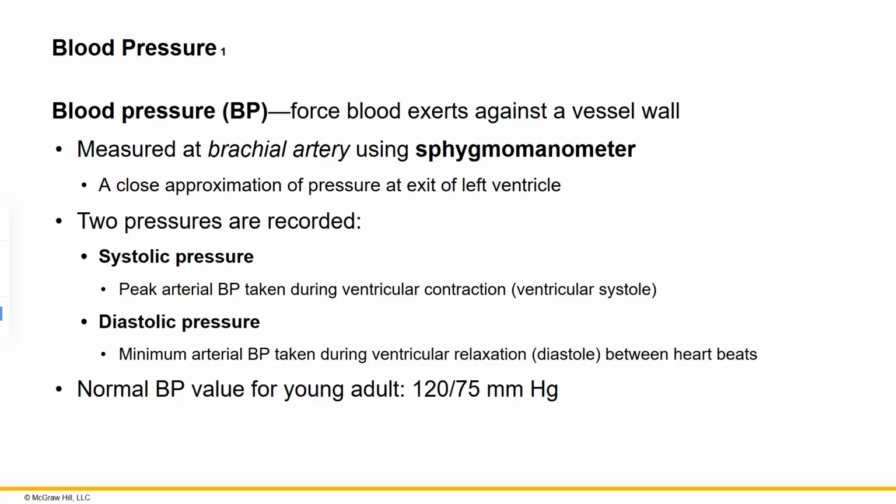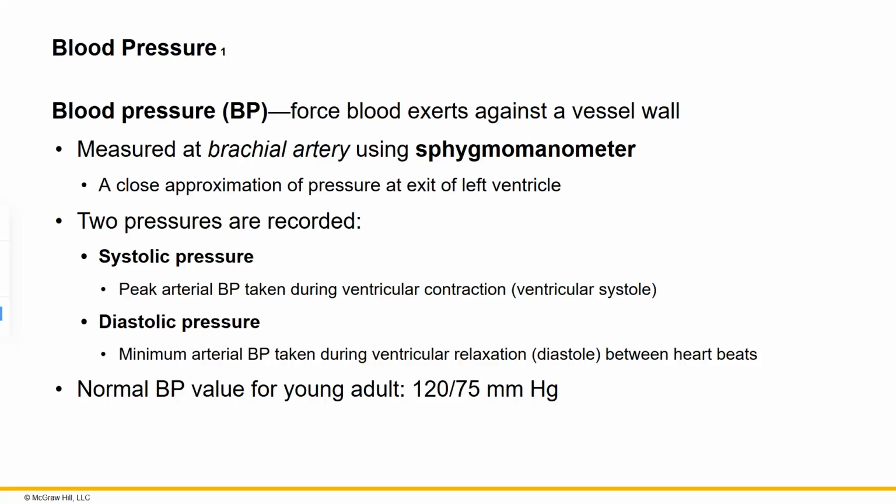So there are 2 pressures that are recorded. Systolic pressure, it's the peak arterial blood pressure taken during ventricular contraction, or ventricular systole. So when the ventricles contract and pump blood out of the heart, that highest pressure that it's going to be able to pump the blood out initially, that's systolic pressure.